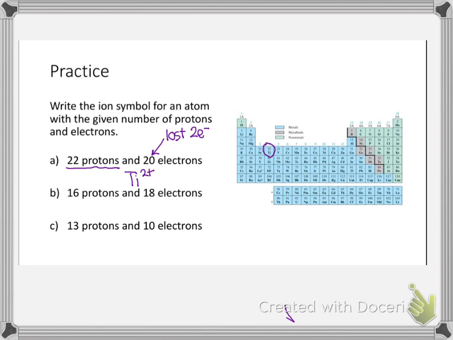So the answer for letter A, write the ion symbol for an atom with 22 protons and 20 electrons, would be Ti2+. So it formed that cation. All right, so pause the video. Try to get an answer for B and C. When you unpause the video, we'll go over the answers.